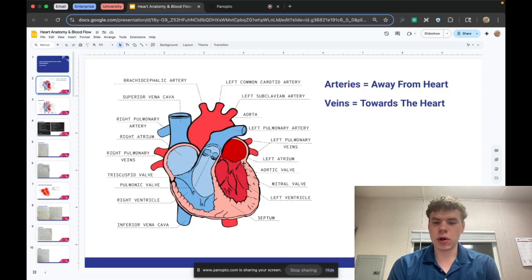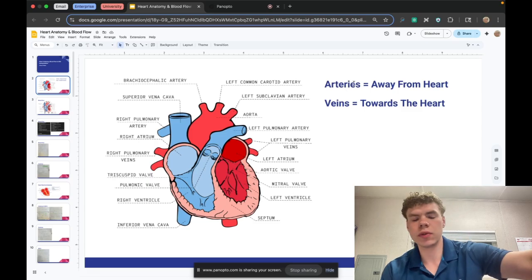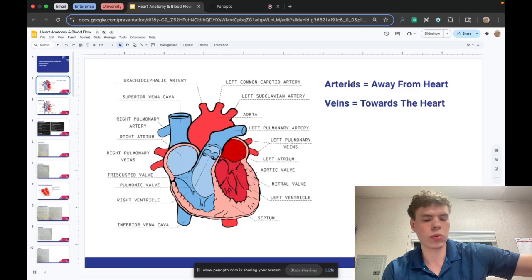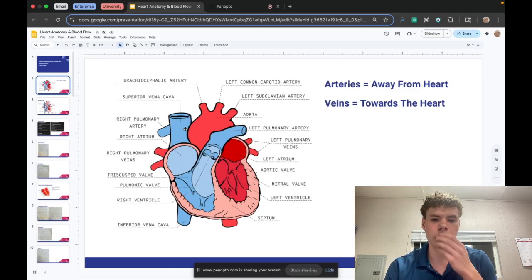All right, so this is your heart, right? General rule of thumb: A is away. So an artery goes away from the heart, and a vein goes towards the heart in relation to blood, right? Blue represents deoxygenated blood, red represents oxygenated.